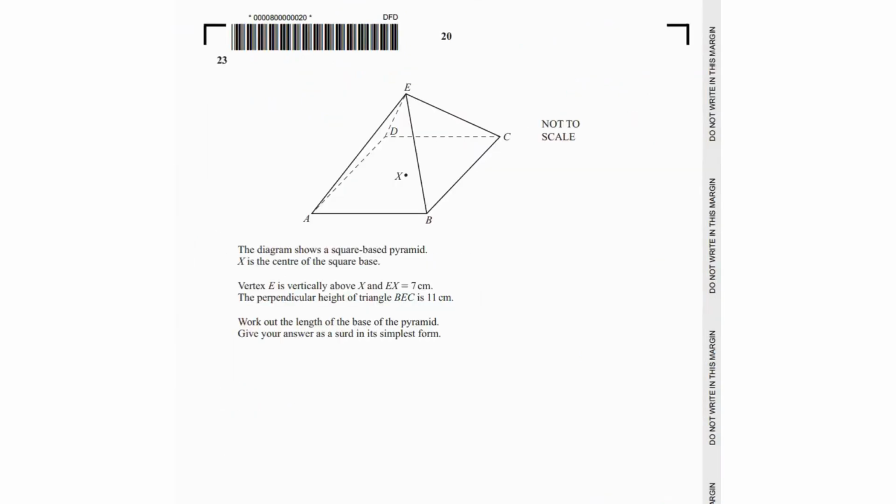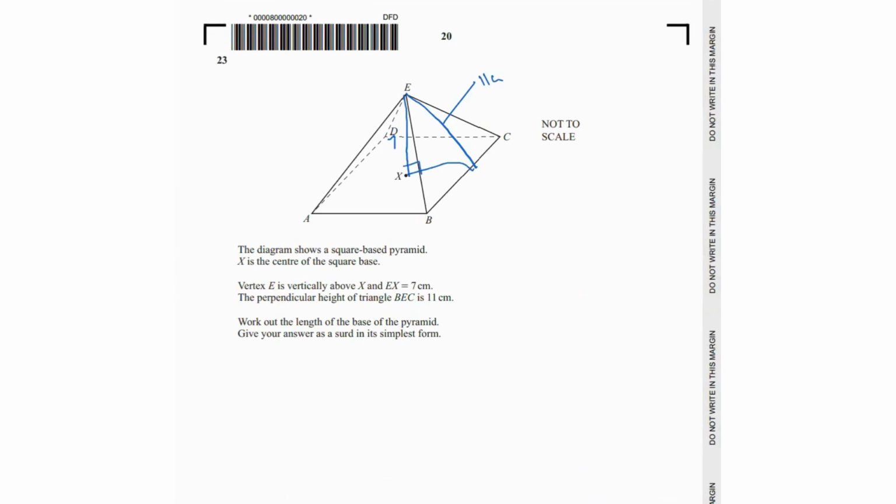And then the last question is on 3D trigonometry. The diagram shows a square base pyramid. X is the center of the square base. Vertex E is vertically above X and EX is 7 centimeters. The perpendicular height of the triangle BEC is 11 centimeters. We have to work out the length of the base of the pyramid. So this is 11. This is 7.